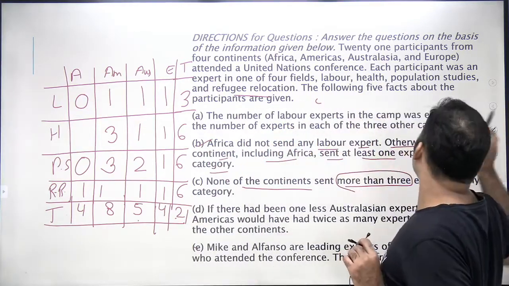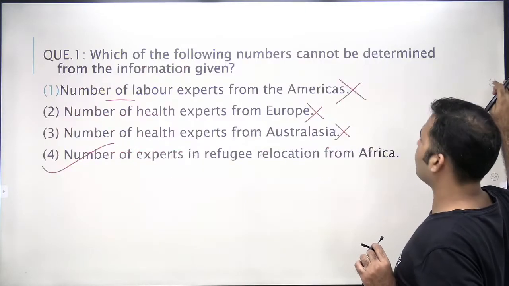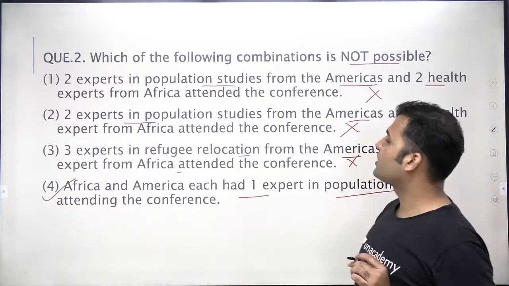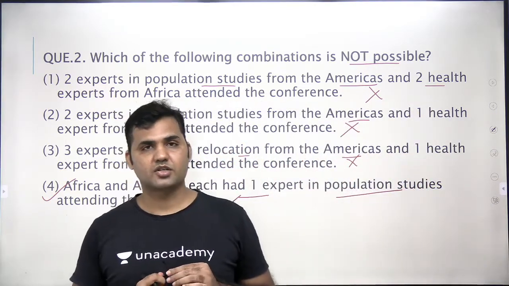So therefore, the answer to the question will be option 4. Right? Which of the following combinations is not possible? Option 4. You see that I don't have to make the cases to answer the question, right?